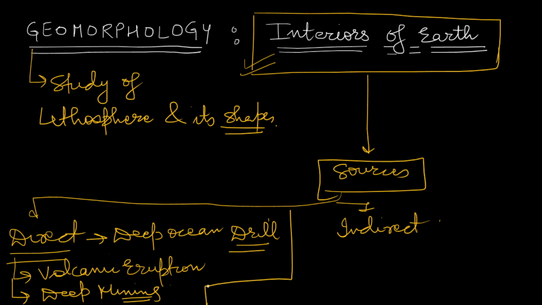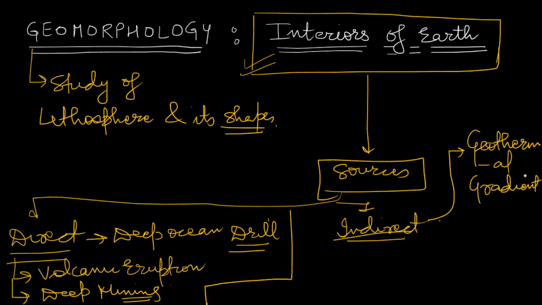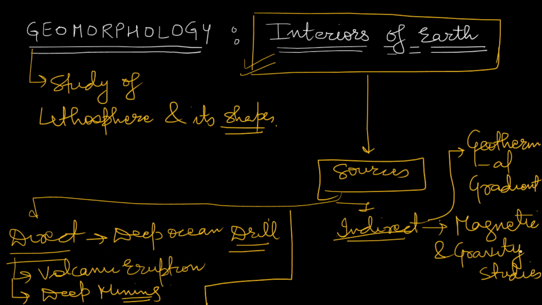Okay. Now there are certain indirect sources also, so that we can observe the geothermal gradient, that is changes in temperature as per the materials. Geothermal gradient. We can observe the magnetic and gravity studies.